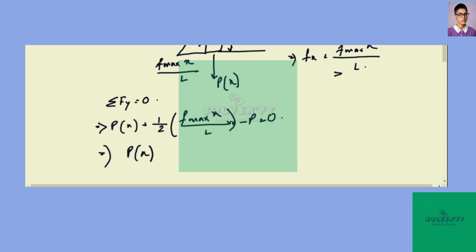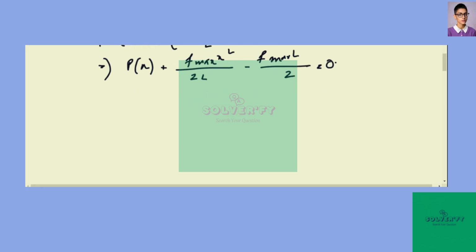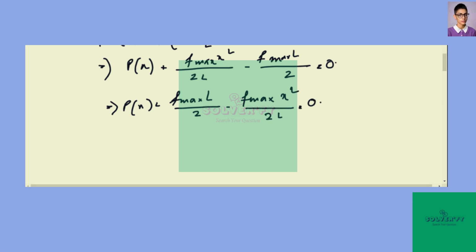So Px plus F max x square upon twice L minus P, which is F max L upon 2, is equal to 0. That is, Px is F max L upon 2 minus F max x square upon 2L.